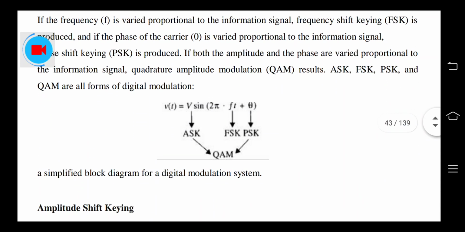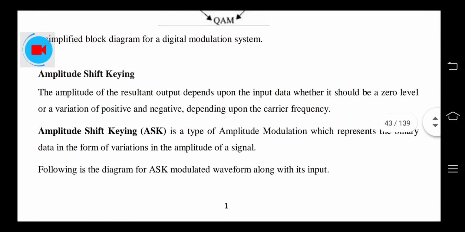We will study those modulation techniques. This is the formula for quantum amplitude modulation. It mainly covers amplitude shift keying, phase shift keying and frequency shift keying modulation. Here we can observe that v(t) = V sin(2πft + θ), where V is the voltage amplitude, f is the frequency, and theta is the phase shift, that is, the angle. So we can identify each term. Now we will discuss them one by one.